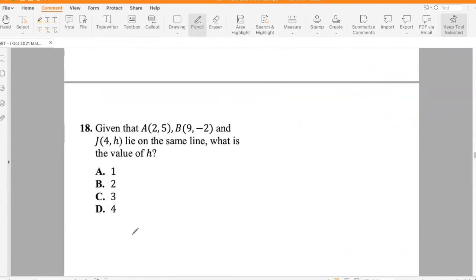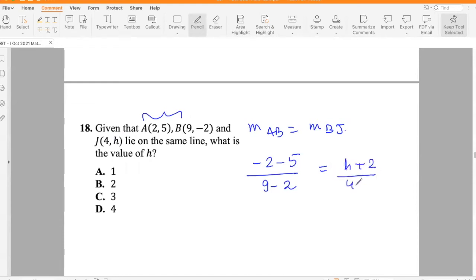Given that A, B, and J lie on the same line, what is the value of H? Okay, so if they lie on the same line, then the slope that I get with AB and the slope that I get with BJ should be the same. So slope of AB should be the slope of BJ. So AB slope will be minus 2 minus 5 divided by 9 minus 2. And BJ would be H plus 2 divided by 4 minus 9, right? So this is minus 7 by 7 is H plus 2 divided by minus 5.